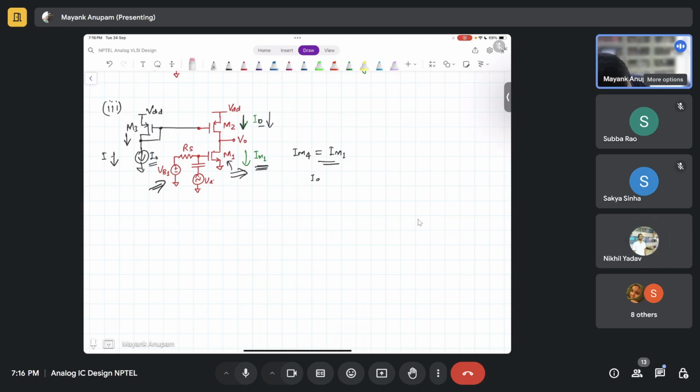So to make sure that Im1 is always equal to the current flowing through this guy, so Im1 is always equal to Im2, what will you do? This I naught has to also be equal to Im1, right? Got it? So for that only, I made sure that this is done in this manner. When you connect the MOSFET here like this, the current in M4 is now going to be equal to the current in M1, right?